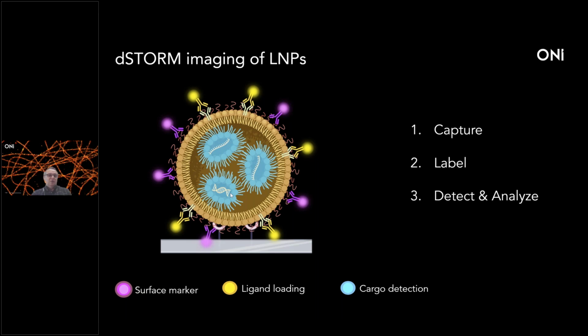And then on top of it, you can also label your cargo for detection. Mainly the cargo will be nucleic acids, which could be RNA or DNA. So many of the dyes which are suitable for detecting nucleic acids can also be used. So you will have a second color.